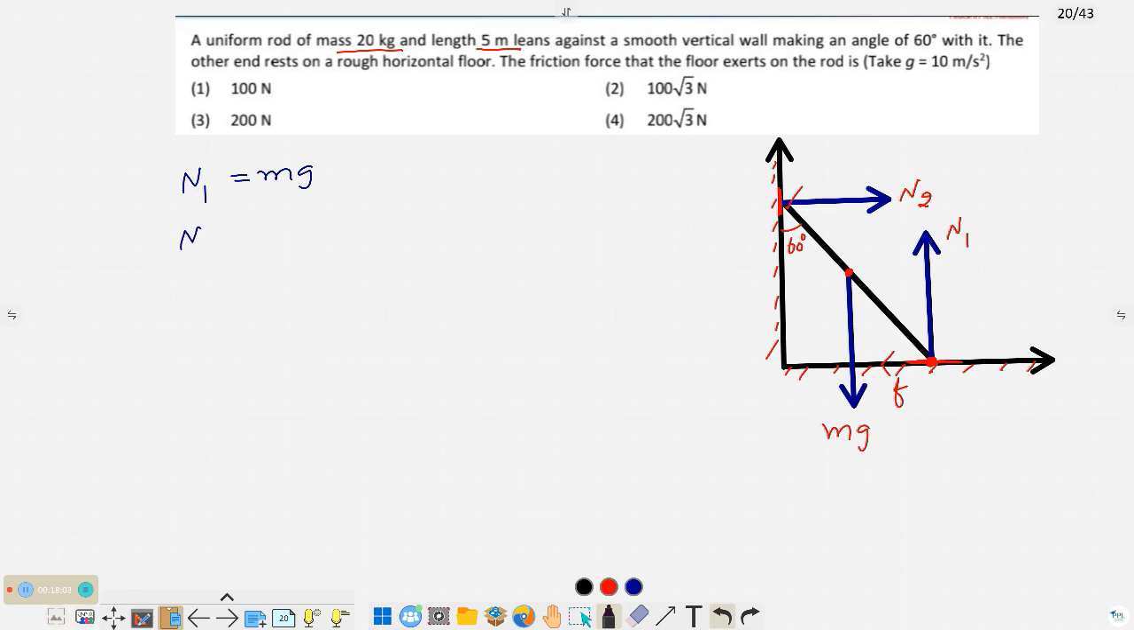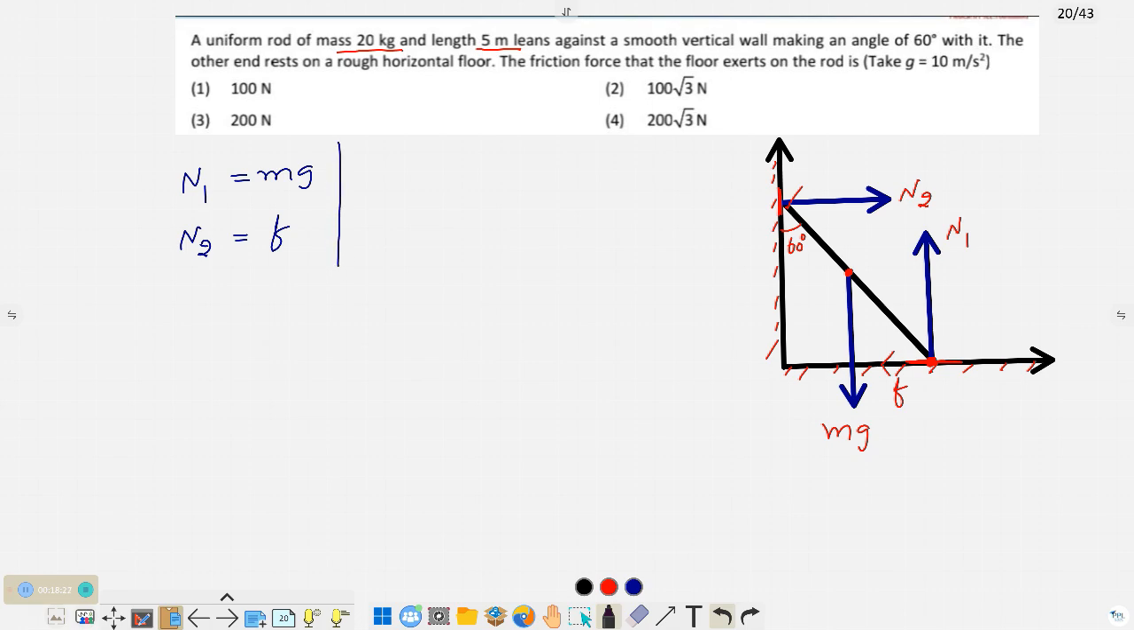Similarly, the normal reaction N2 by the other wall is balanced by the frictional force. If the friction is more, it slides. If N2 is more, it will move down. Here it is at rest, they said, which means N2 is equal to f. So according to the translatory equilibrium condition, I can take these two conditions here, right?